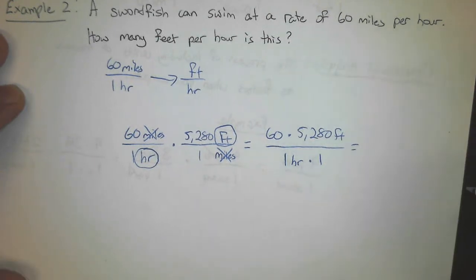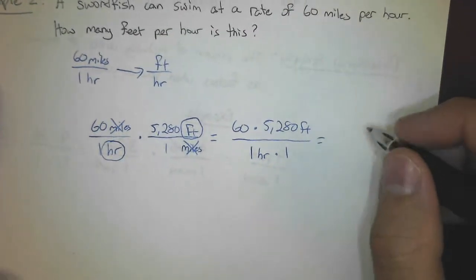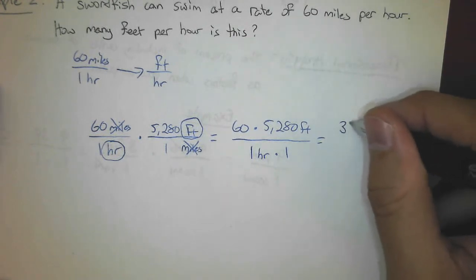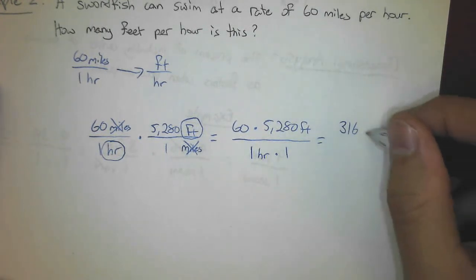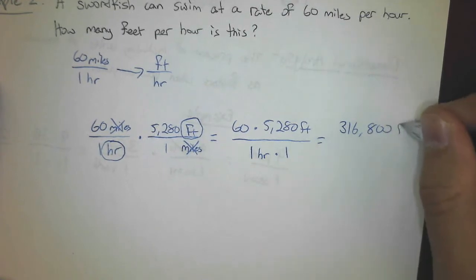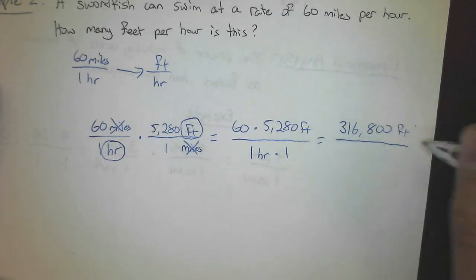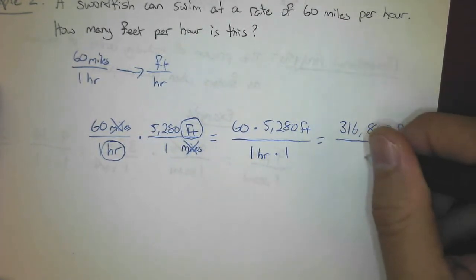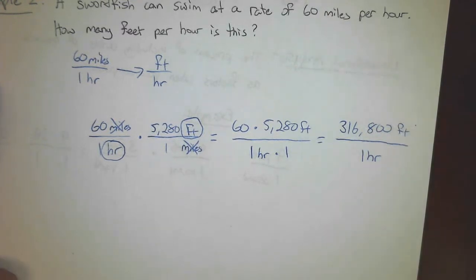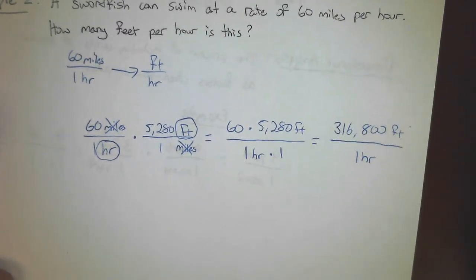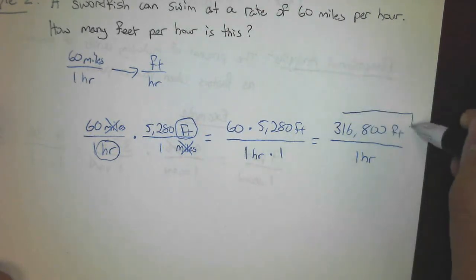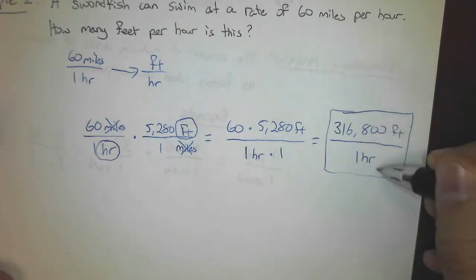So 60 times 5,280, that should give you 316,800 feet. 1 hour times 1 is 1 hour. So that would be your final answer since our denominator is now 1: 316,800 feet per hour.